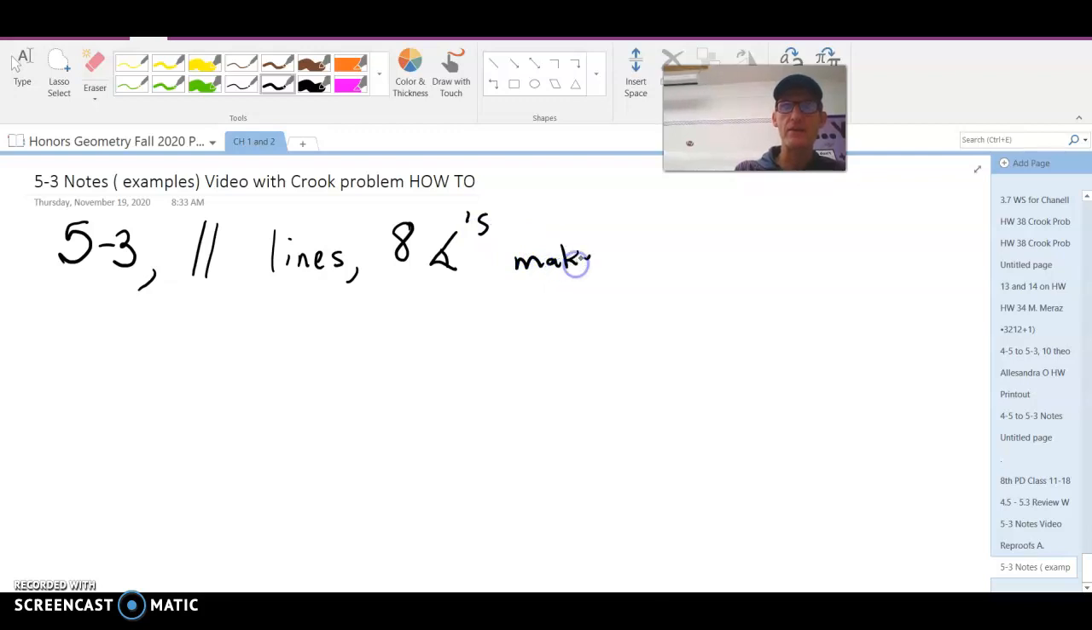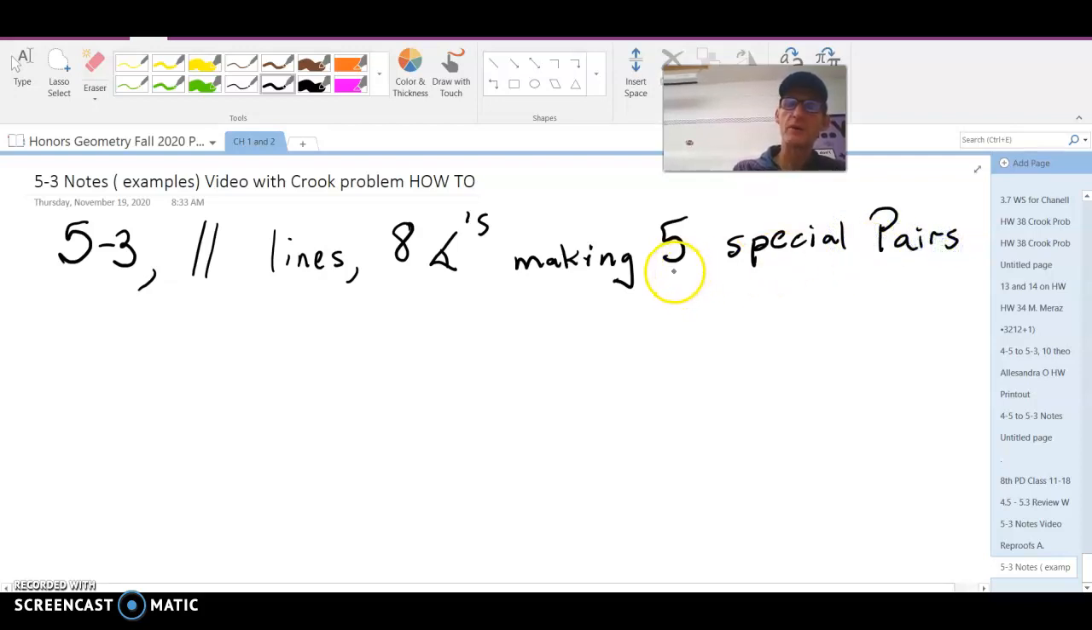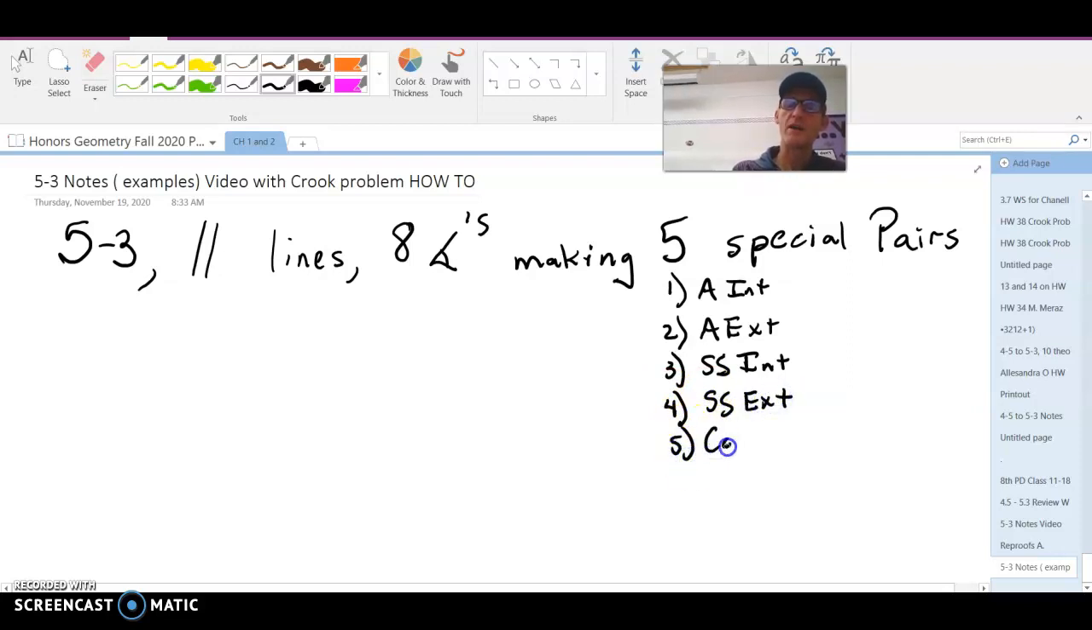making 5 special pairs. Those 5 special pairs are alternate interiors, alternate exteriors, same side interior, same side exterior, and corresponding angles.